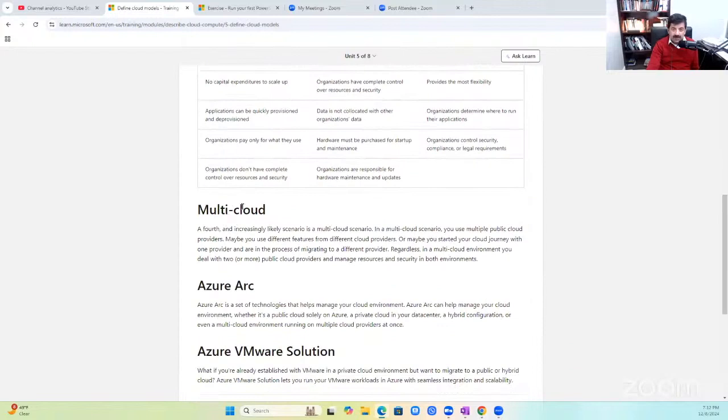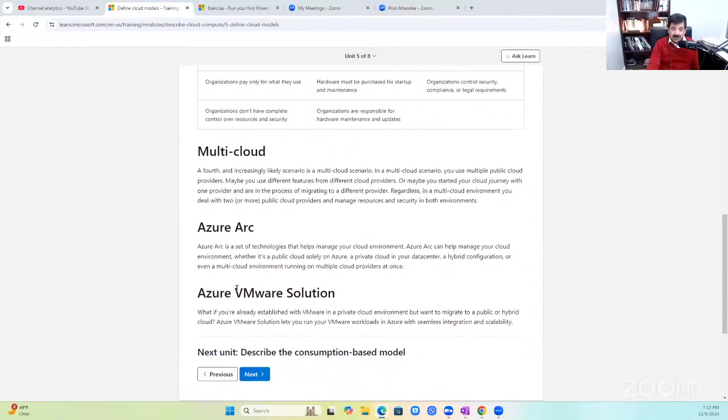And there's multi-cloud. In multi-cloud, you use not only Microsoft, you use Amazon also. You use all the third parties. And Azure VMware Solution is interesting. If your applications are VMware and you just want to move your VMs to the cloud, they provide you a solution.